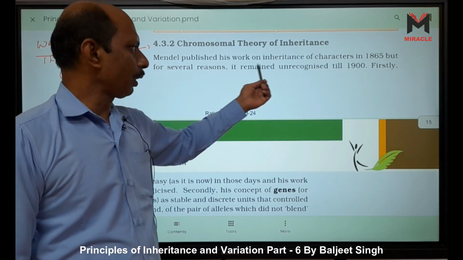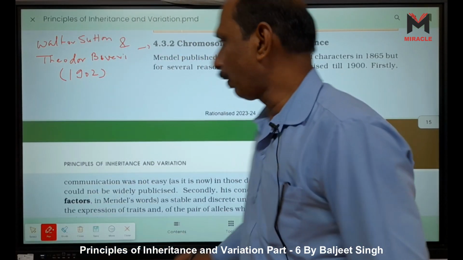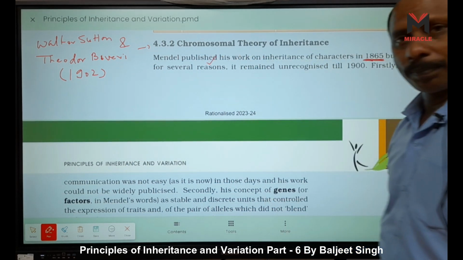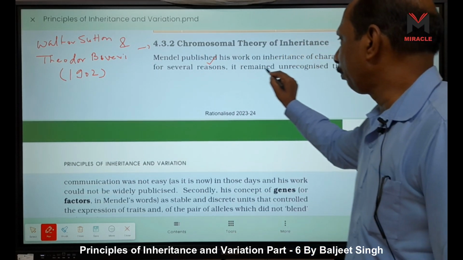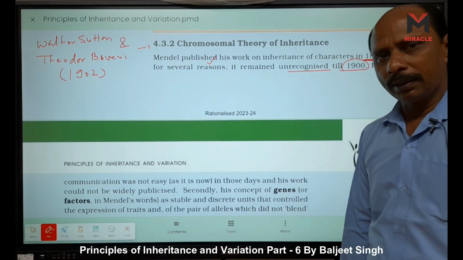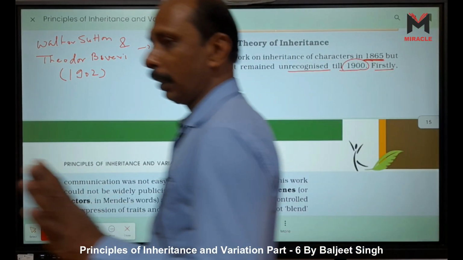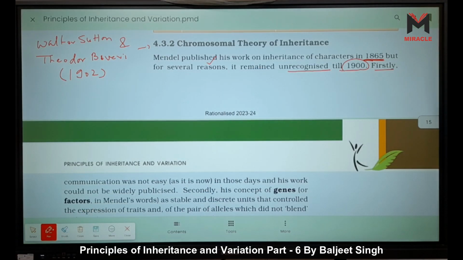Mendel published his work on inheritance of characters in 1865. Already we know that in 1865 Mendel published his work, right? But for several reasons it remained unrecognized till 1900, right? In his lifetime he could not understand, he never thought that he would become the father of genetics, right?